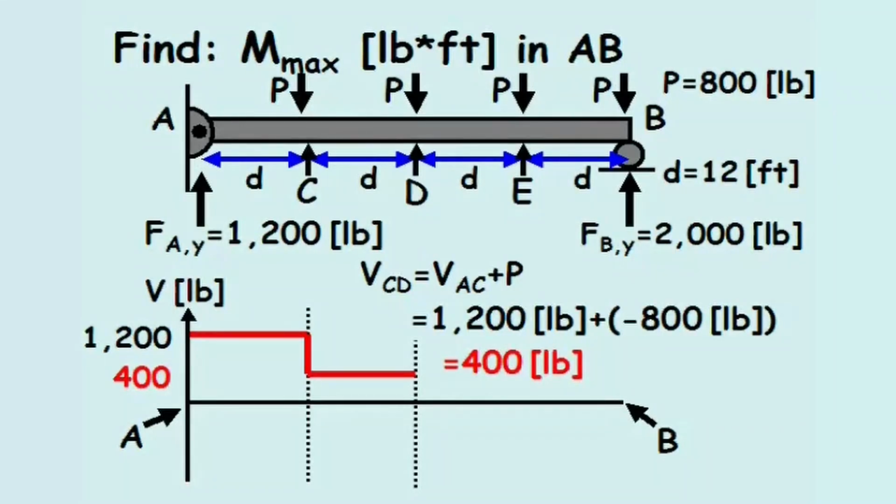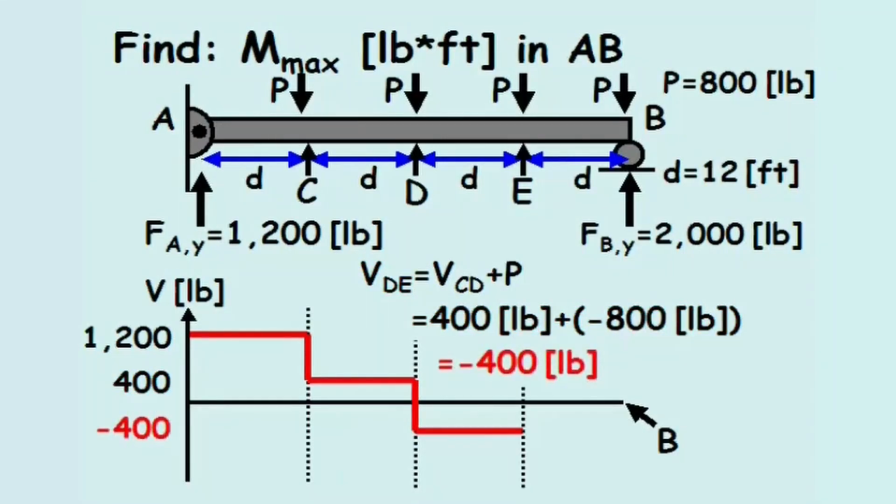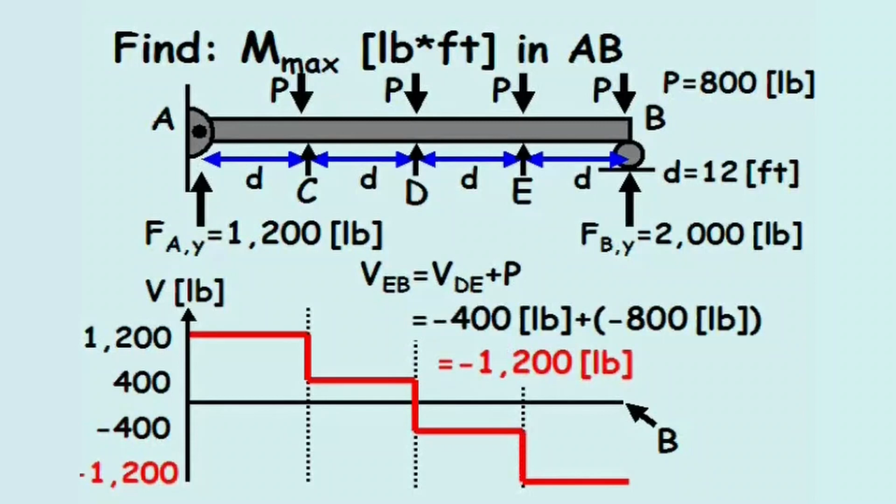Similarly, the shear force between points D and E equals the shear force between C and D, 400 pounds, plus the point load, P, of negative 800 pounds, which equals negative 400 pounds. Lastly, the shear between point E and joint B equals negative 1,200 pounds.